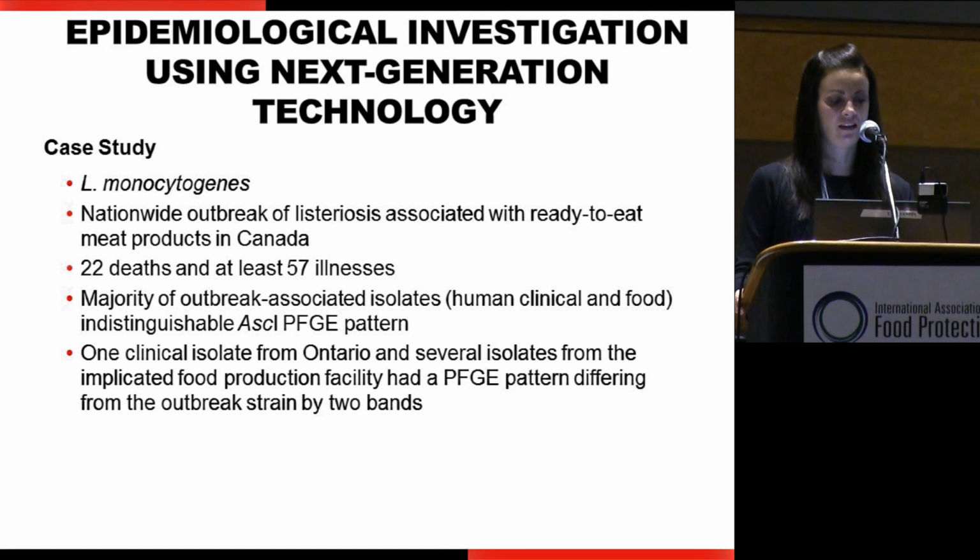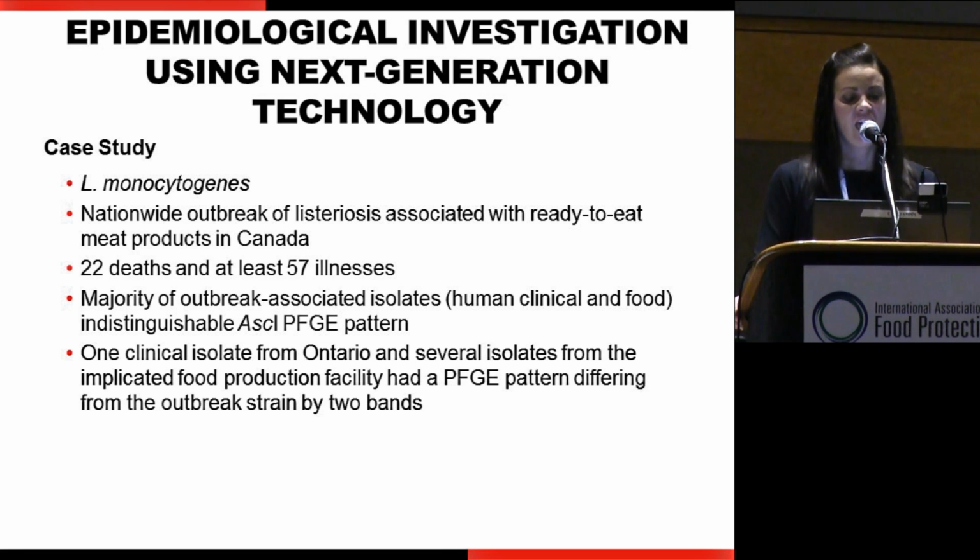So the next example that I'm going to share with you this morning is the first example that I could find where next generation sequencing was used as part of an outbreak investigation. And I think our speakers later on this morning will have several other examples. I didn't want to take any of their stories, so we'll stick with the basics here. So this was an outbreak of listeriosis that was associated with deli meats that were produced by a facility in Canada. The outbreak contained 22 deaths and around 60 illnesses.